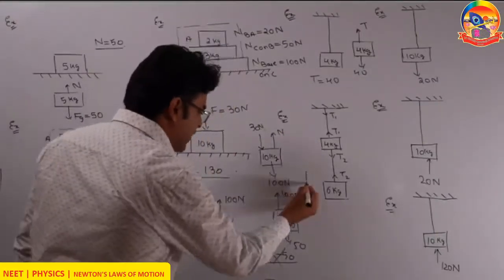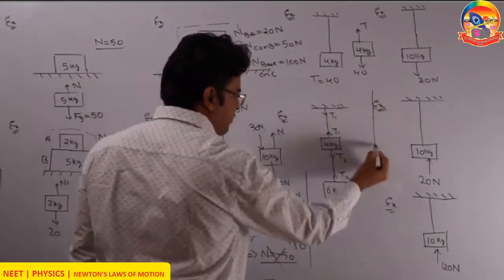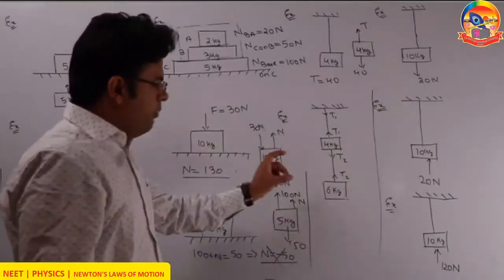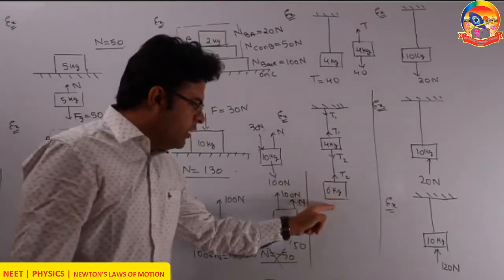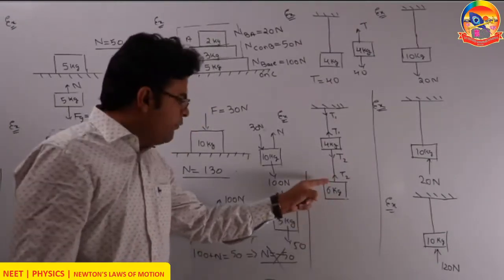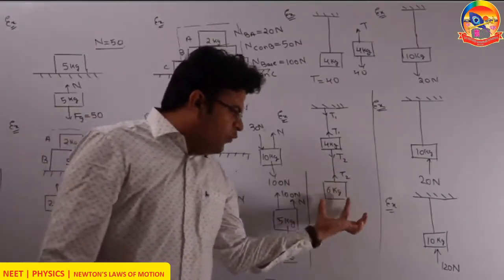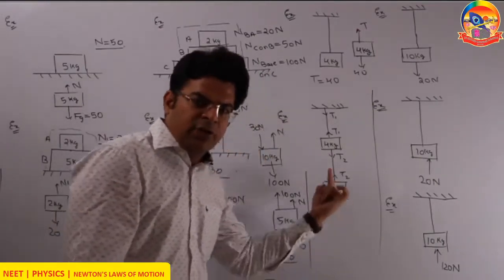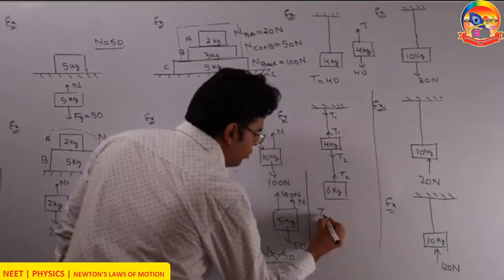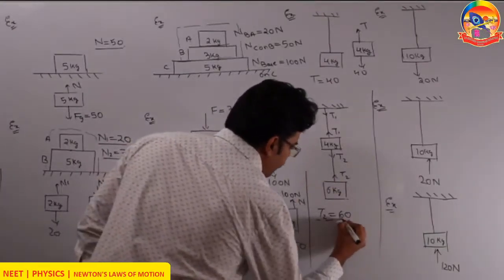So the question is, what has to be the value of T1 and T2? Now make the free body diagram of each block. On the 6 kg block, there will be a downward force of 60 and an upward force of T2. If the net force on the 6 kg block is 0, then the force of gravity pulling it down, 60, must be equal to T2. So T2 equals 60. This is the first equation which I got.